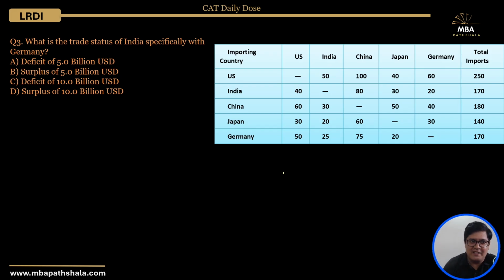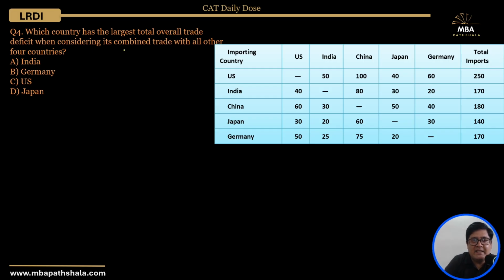Different kinds of governances. What is the trade status of India specifically with Germany? So India and Germany, Germany buys from India 25 billion worth of goods and India buys 20 billion. India buys less. So India is in surplus. India is in surplus of 5 billion worth of goods.